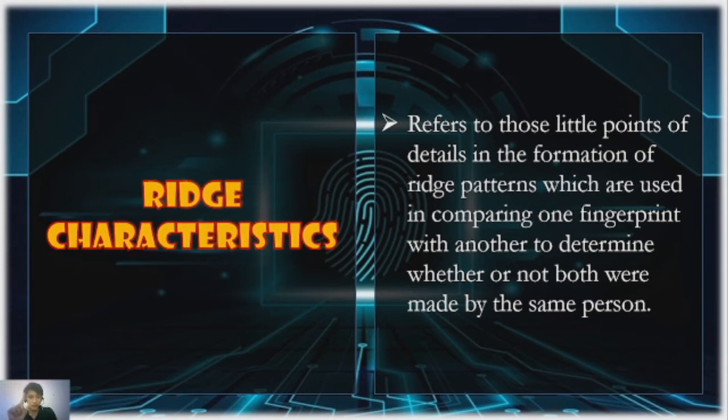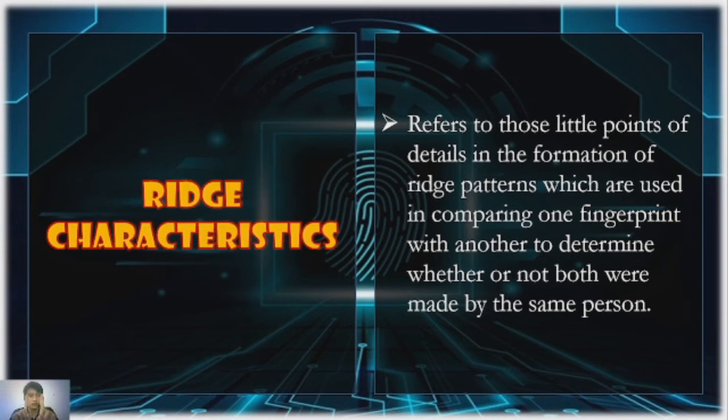Why should we not disregard them? Because these little, minor details are the ones that we are going to use in comparing the latent print, or the fingerprints that we were able to find at the crime scene, with the fingerprints that we were able to collect, or the fingerprint taken from the suspect if he was arrested.